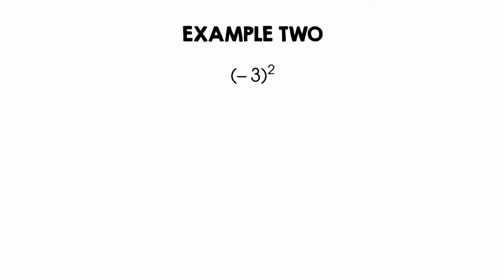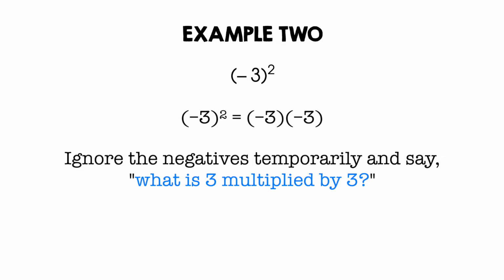Alright, so let's look at example 2 here. Example 2 says negative 3 inside parentheses squared. Whatever is inside the parentheses, when we square that, we want to multiply it by itself. So negative 3 squared expanded is really negative 3 multiplied by negative 3. Now again, in step 1, we want to ignore the negatives temporarily and just say, what is 3 multiplied by 3? The answer to that is 9.